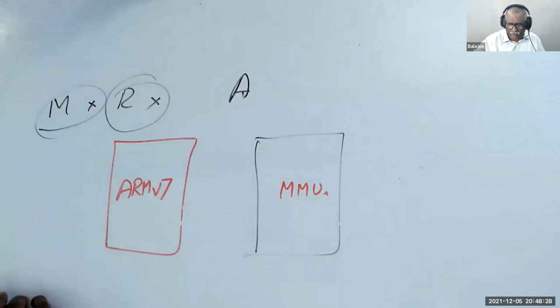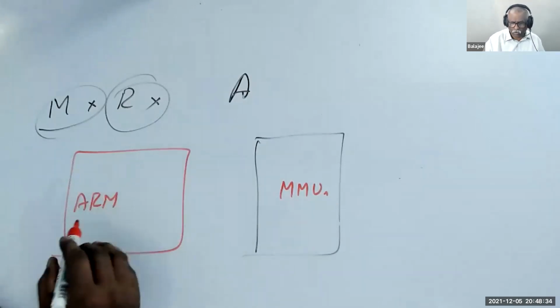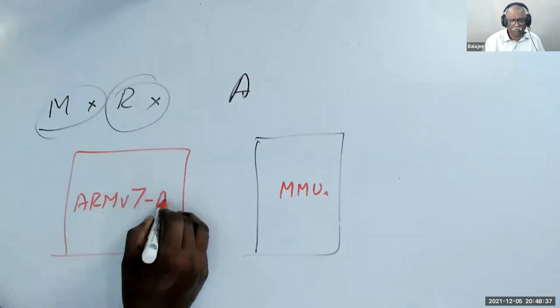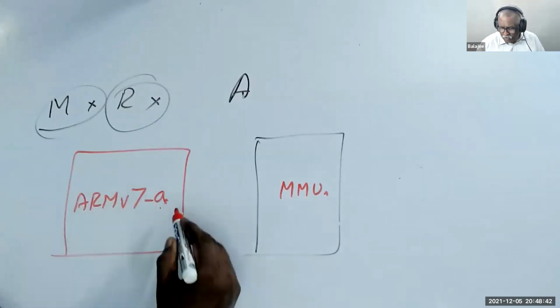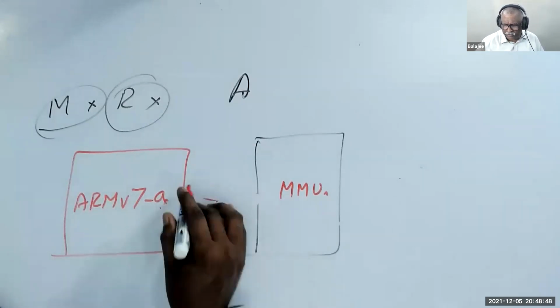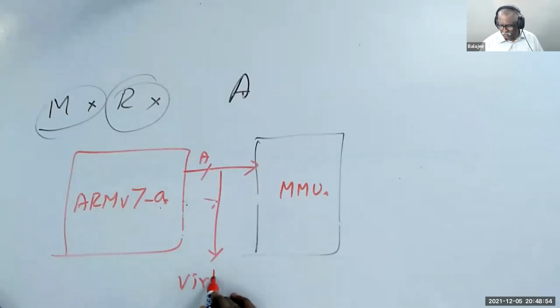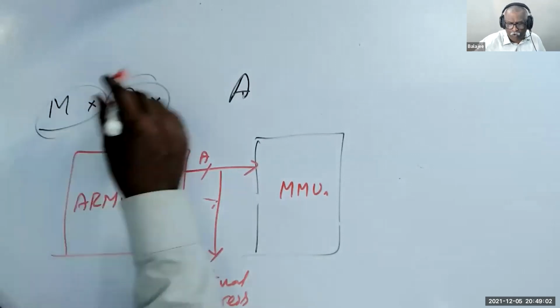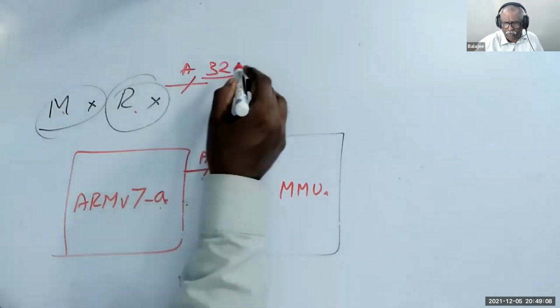ARMv8. See, understand one thing. I use ARMv7-A. That's called the A series. R means R series, M means M series. This access here is the address. This address is called virtual address. Please understand, this address is called virtual address. One more thing I forgot to tell you, both R and M have addresses of only 32 bits. 32-bit address.